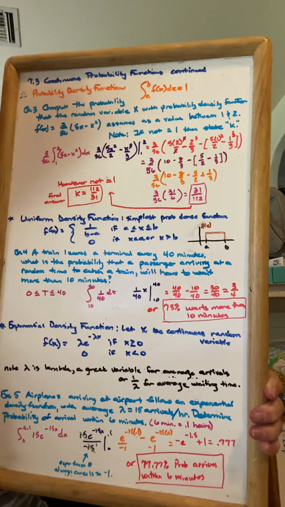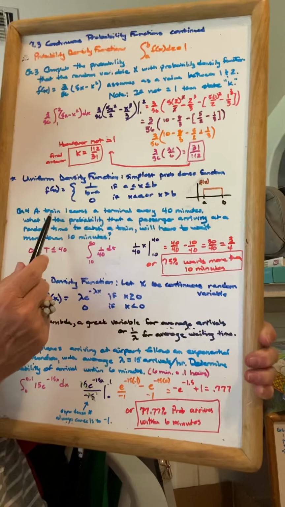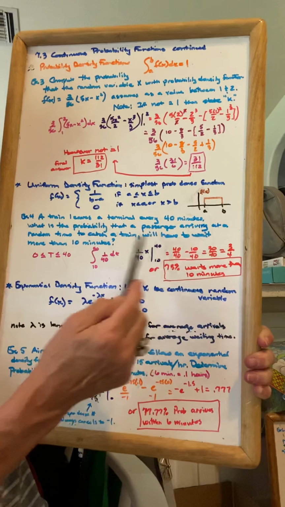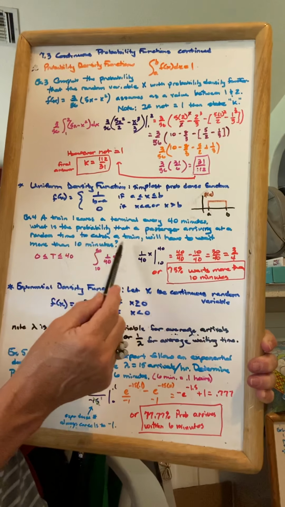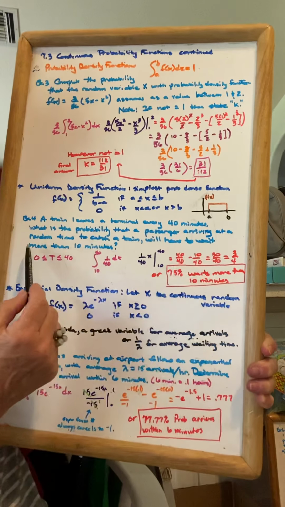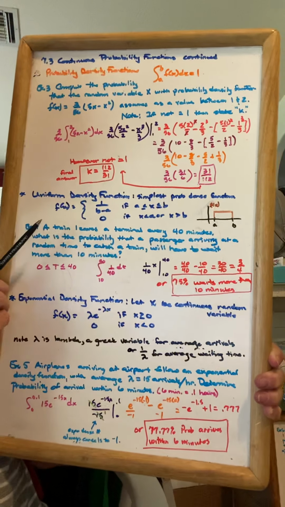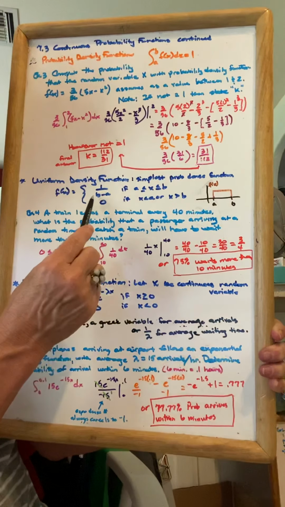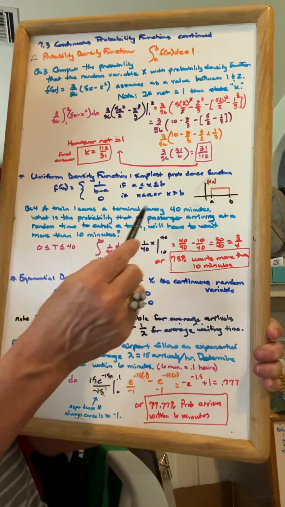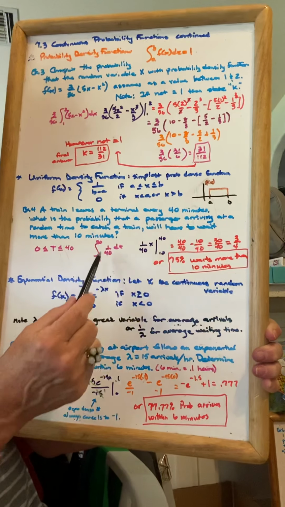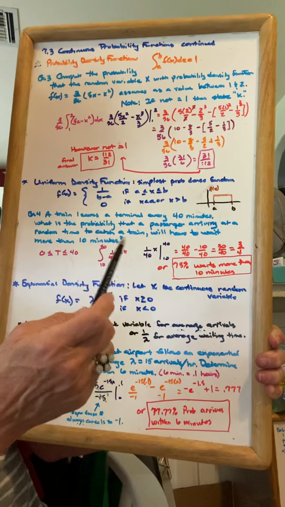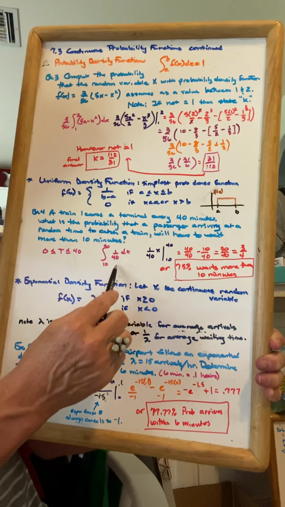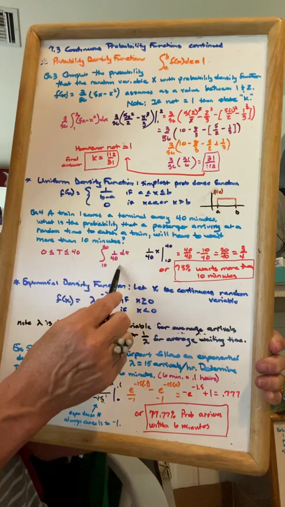That is it. So, a train leaves a terminal every 40 minutes. What is the probability that a passenger arriving at a random time to catch a train will have to wait more than 10 minutes? So the first thing you need to know is, what am I going to put in as my function? 1 over b minus a. Well, your b is 40 minutes. Your a is 0 because you must have started from 0 to 40 minutes is what you're going to wait for. So 1 over 40 is going to be your function.